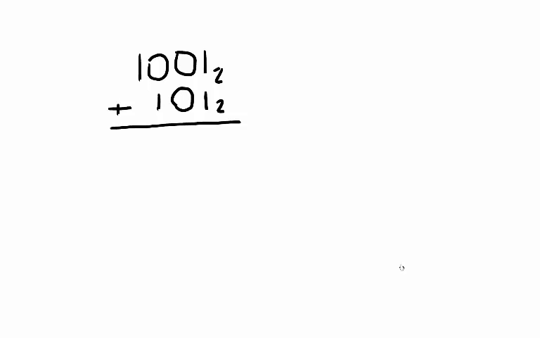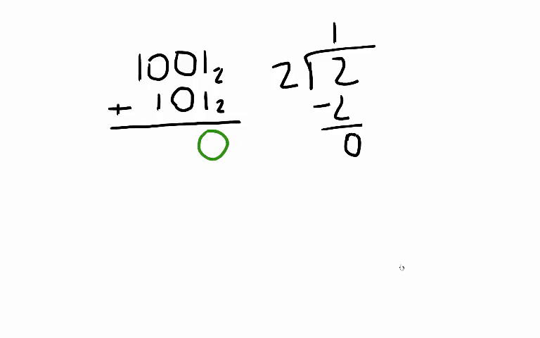But in base 2, 1 plus 1, we think of it this way. How many times does 2 divide into 2? 1 time, with a remainder of 0. So we write our 0, and we carry our 1, which represents a group of 2. Now I add 1 plus 0 plus 0, that gives me 1. Then I add 0 plus 1, and then I carry down this 1. So my result is 1110, base 2.